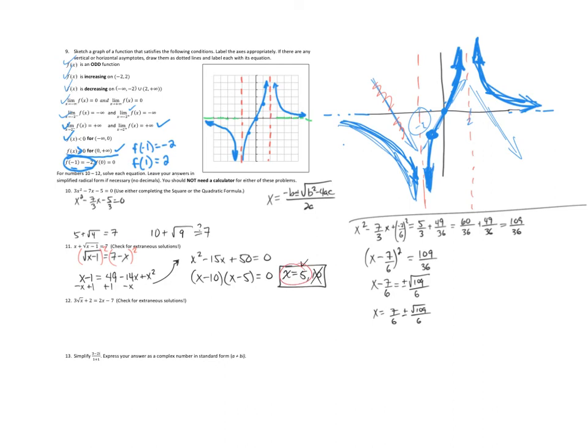Now, the other way you could do that, of course, is graph this on a calculator. Graph that side as y1, and graph that side in y2, and just see where they cross. And you would see they cross when x is 5.